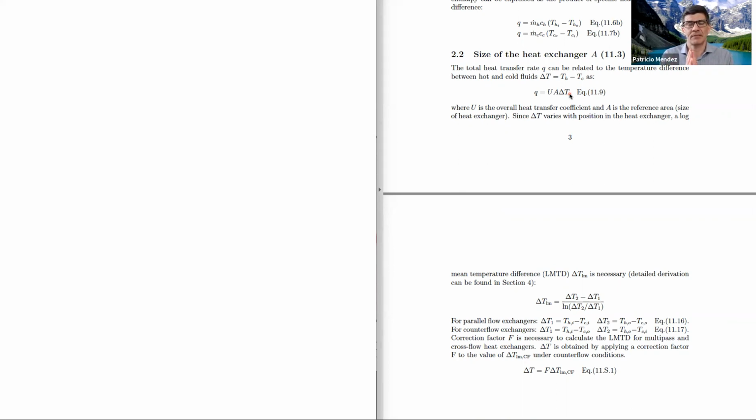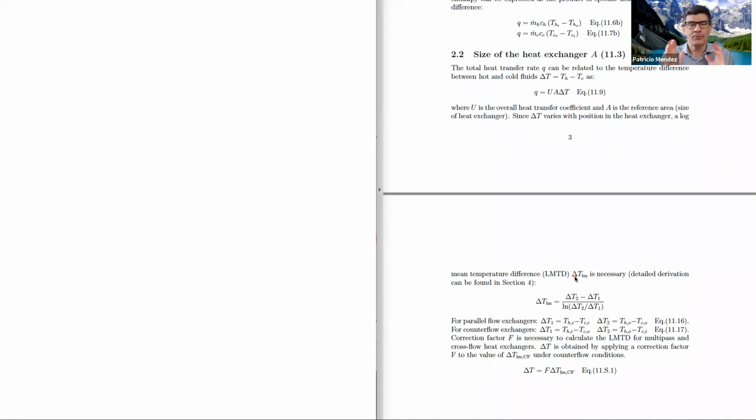What we choose is the delta T log mean, which we have already discussed in internal flows. And here's the formula for delta T log mean. With this formula, we can calculate parallel flow heat exchangers, counterflow heat exchangers, condensers, and boilers.